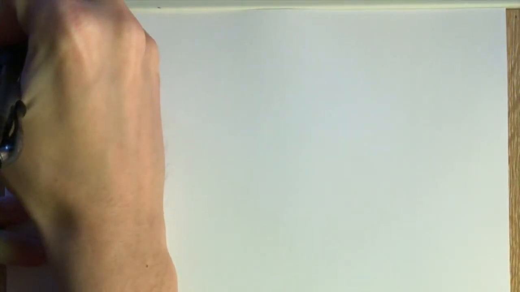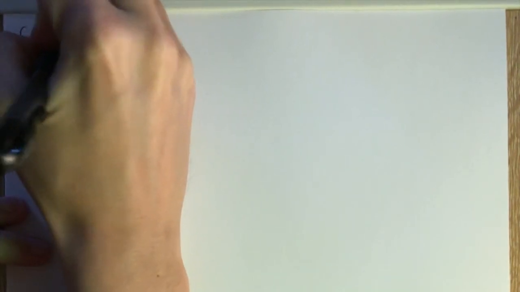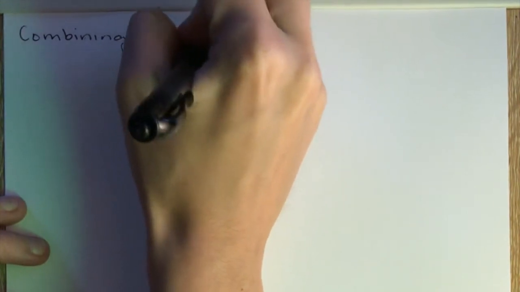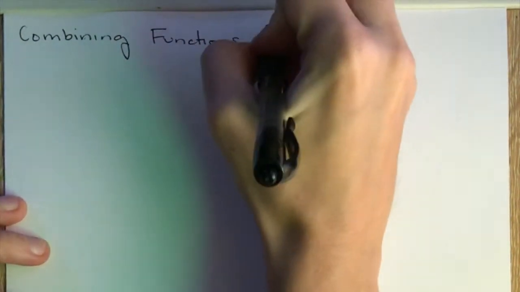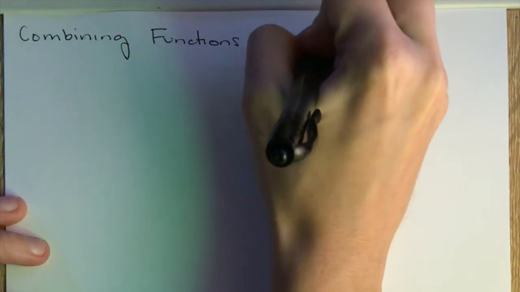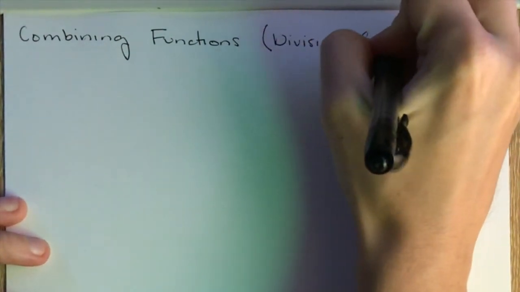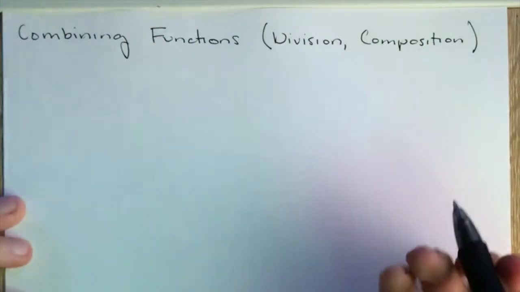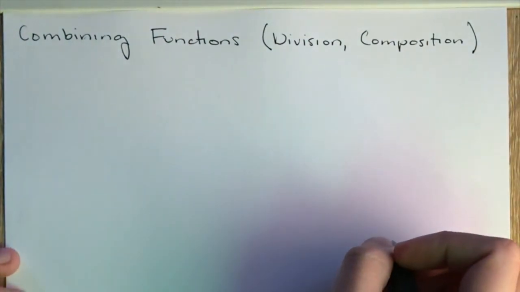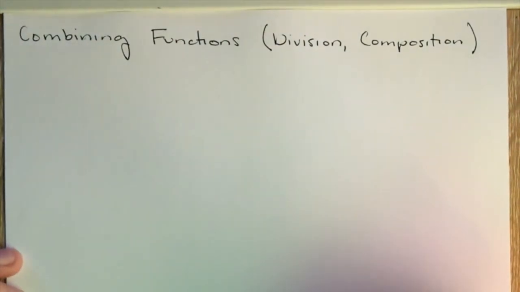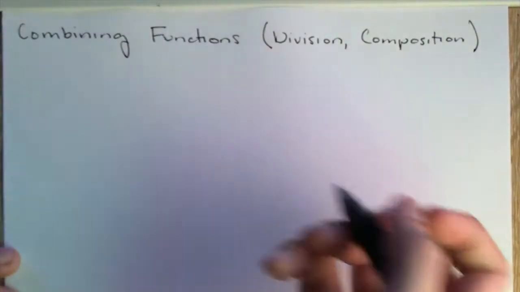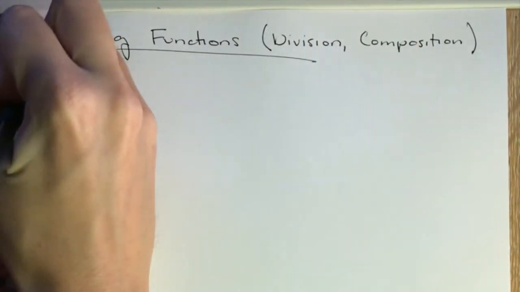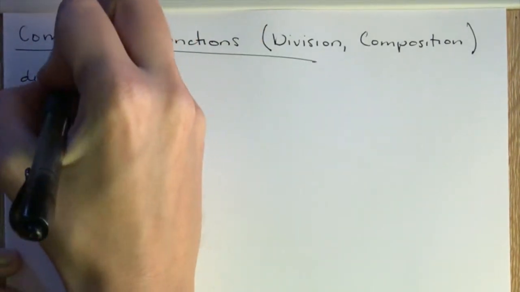Alright y'all, today we are talking about combining functions again for the second time. This time we're going to talk specifically about division and something called composition. So we have all of our definitions from last time, right? We've talked about addition, subtraction, and multiplication with functions. Today we're going to start out by talking about division. The definition of this is going to be very similar to our other definitions.